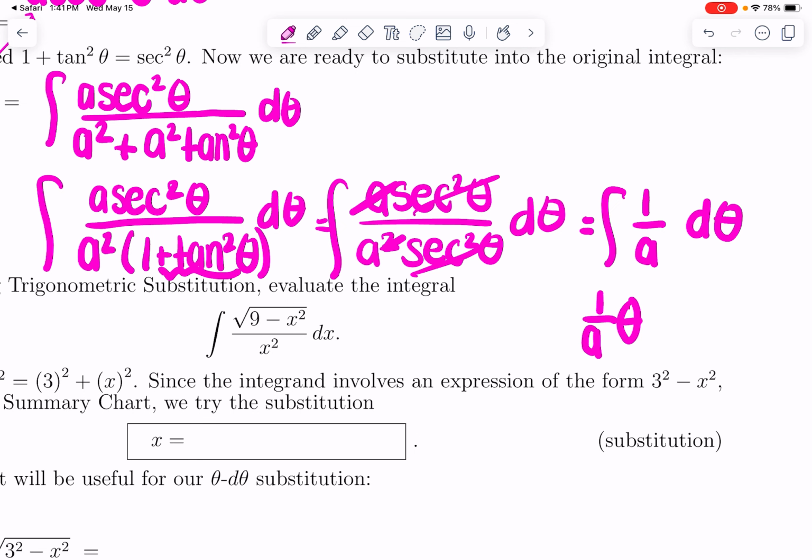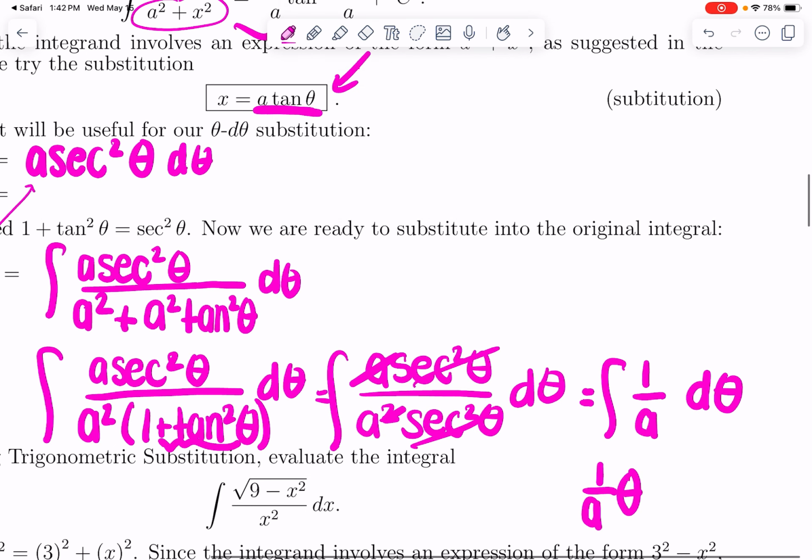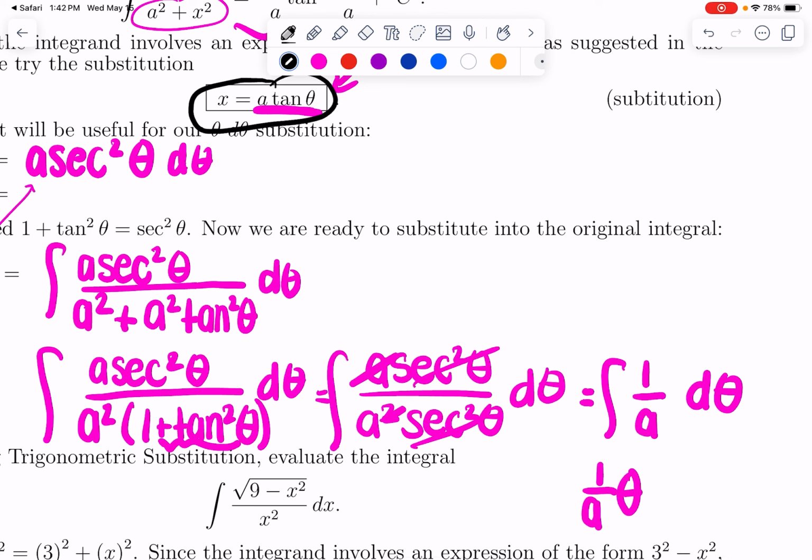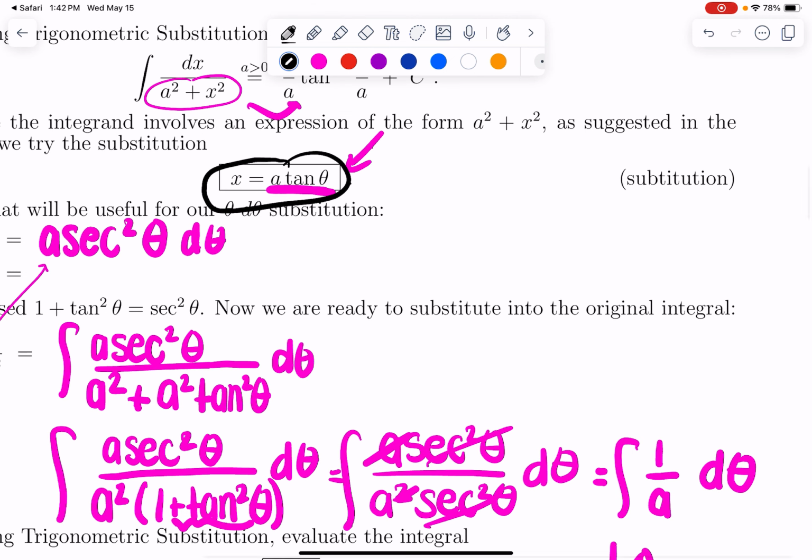But then I need to replace theta with what I originally started with, x. So I would say, okay, now you're going to go back up here, and you're going to say, how do I solve for theta in that? Well, that's just by taking the inverse of tangent. So in other words, here's what it would be.